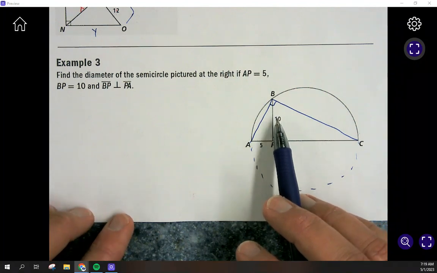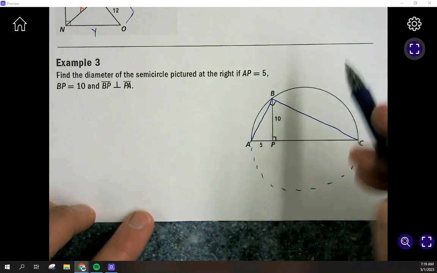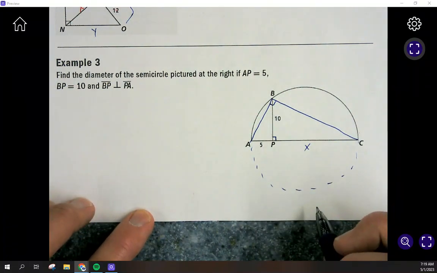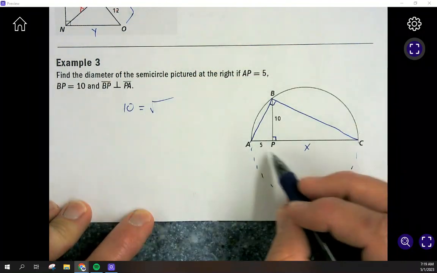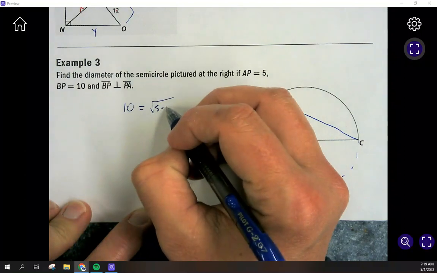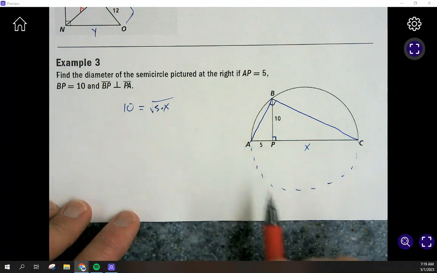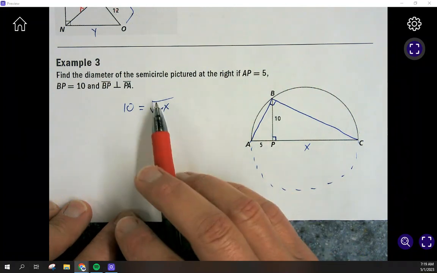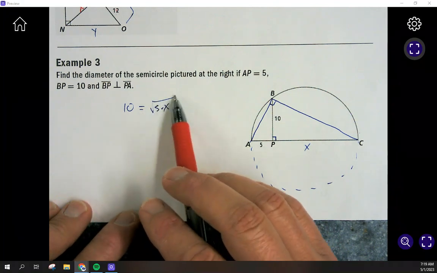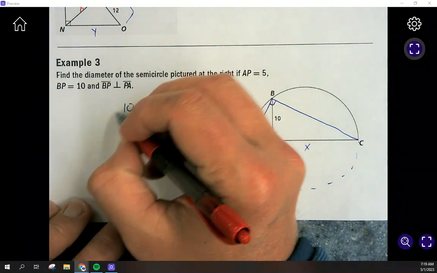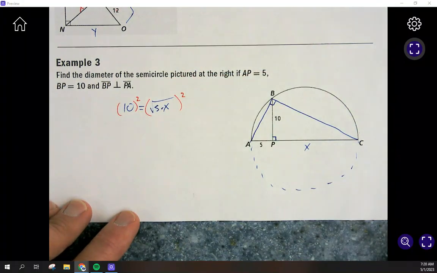All right, so I'm going to relate this 10, which is the height, to these two pieces. So the height is the geometric mean of these two pieces. So let's call this x. So I know that 10 is equal to the square root of this times this, 5 times x. And if I want to go ahead and solve this, I actually want to get rid of this square root so I can start moving things around. So just like if I want to get rid of a squared, I take the square root. If I want to get rid of a square root, I square both sides. So I'm going to square this side and I'm going to square this side, and it reverses everything.